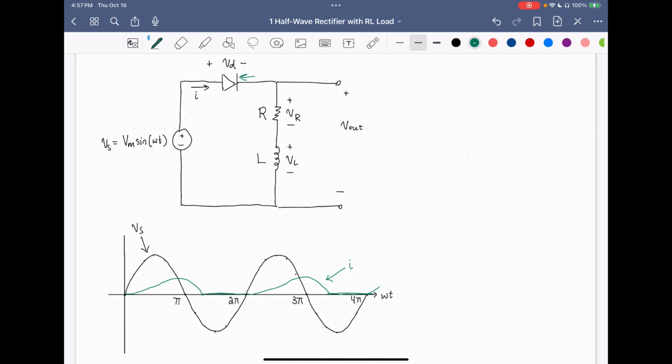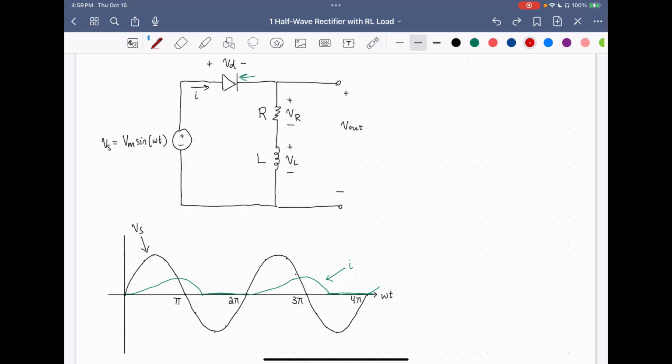Now, what happens to the output voltage? As there's current conducting in the circuit, the diode is modeled as a short circuit. So that means if this is a short circuit, then the output voltage is just going to track Vs because it's connected to the same node in the circuit. But when it becomes an open circuit, what happens?